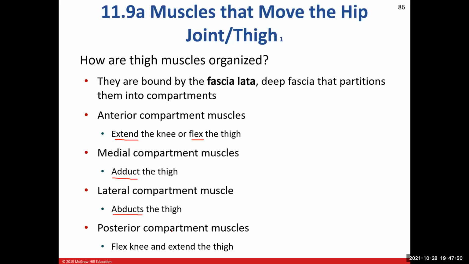And then the posterior compartment muscles are going to bend or flex the knee, and they're going to extend the thigh. What's that? That's if you're going to go and kick a soccer ball or kick something on the ground. When you go to wind up, pulling your leg back, that's extension of the thigh.